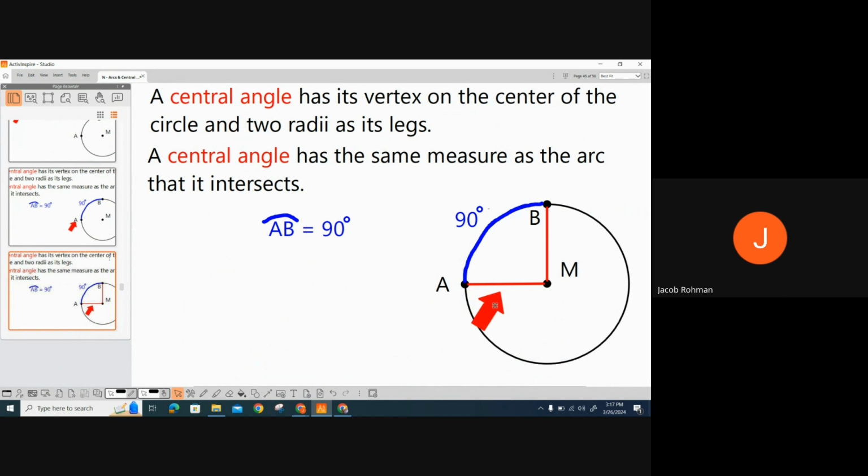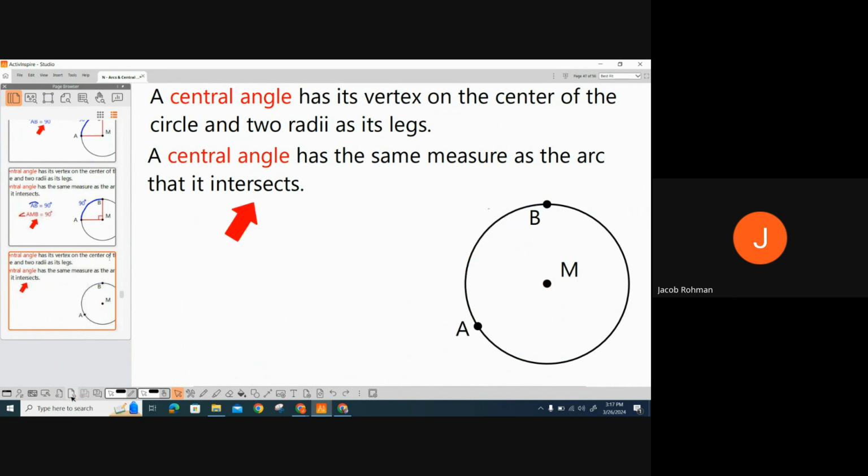Well, we would know then that the angle measure AMB is going to be congruent, or the same as, the arc that it intersects. So if the arc it intersects is 90 degrees, then we would say angle AMB is also equal to 90 degrees.